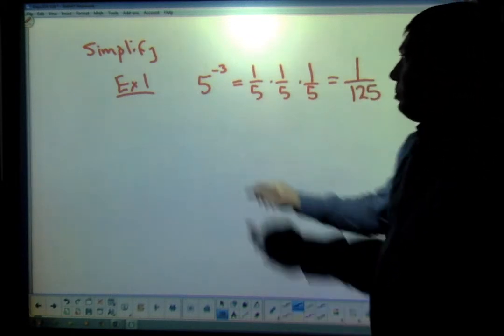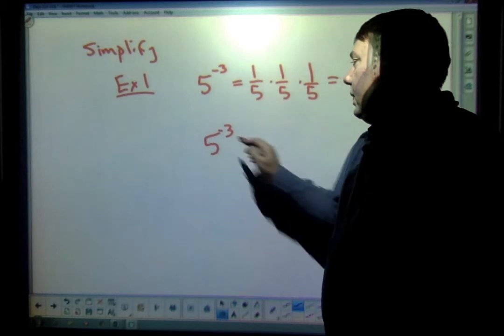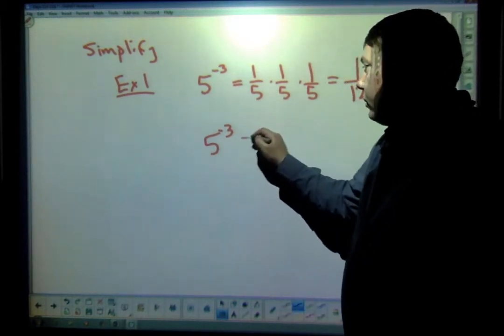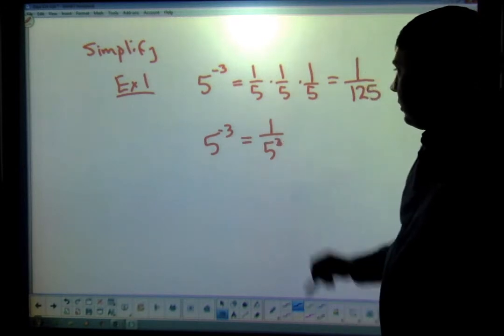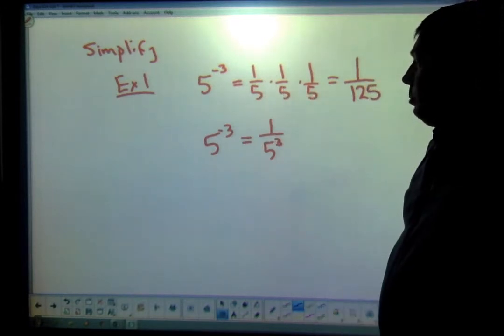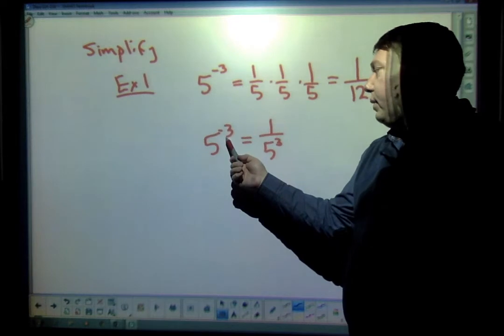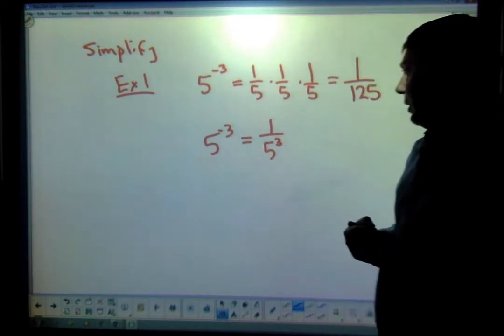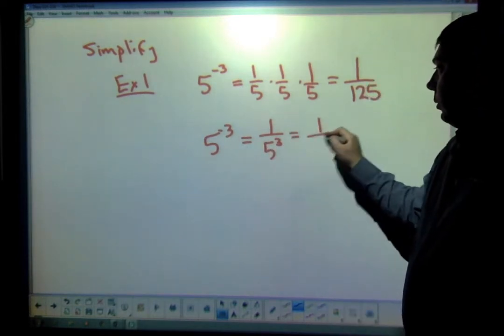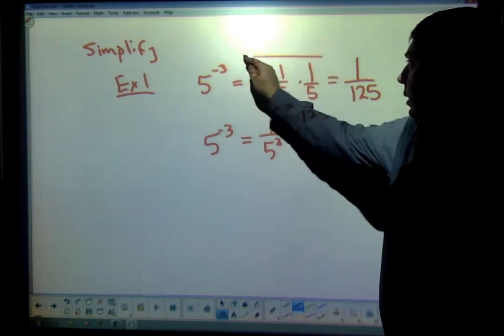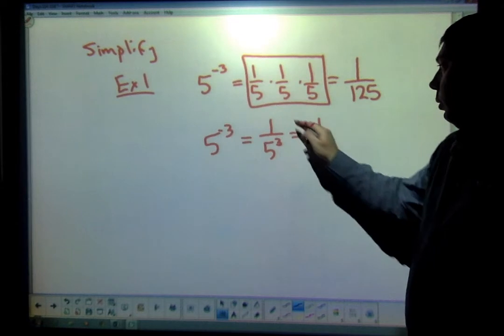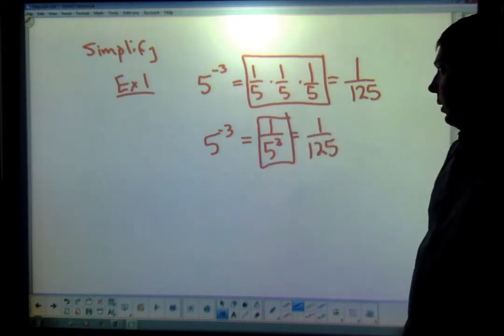Another way to do the same problem is, as soon as you see the negative exponent, rewrite that as the reciprocal for the base. So 1 over 5 to the third. Because there are 3 factors of 5 down here, some people would prefer to just flip this to the denominator and drop the negative sign. And that also equals 1 over 125. They both mean the same thing, whether you're multiplying by a fifth 3 times or taking 1 divided by 5 cubed.